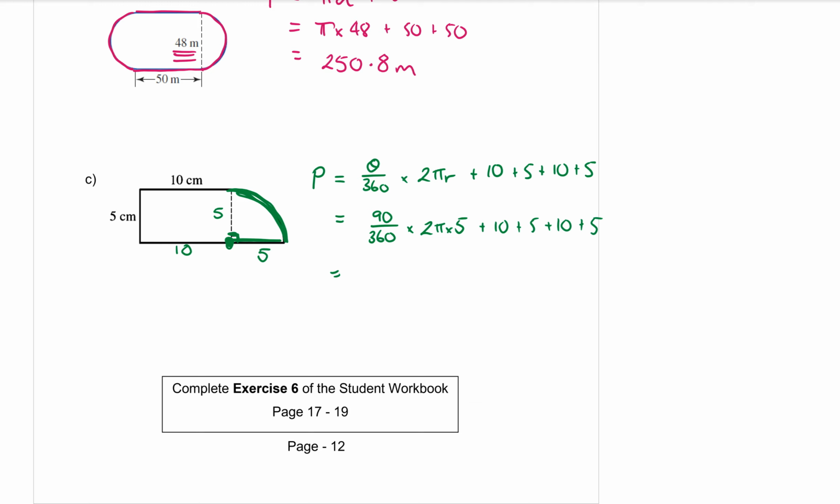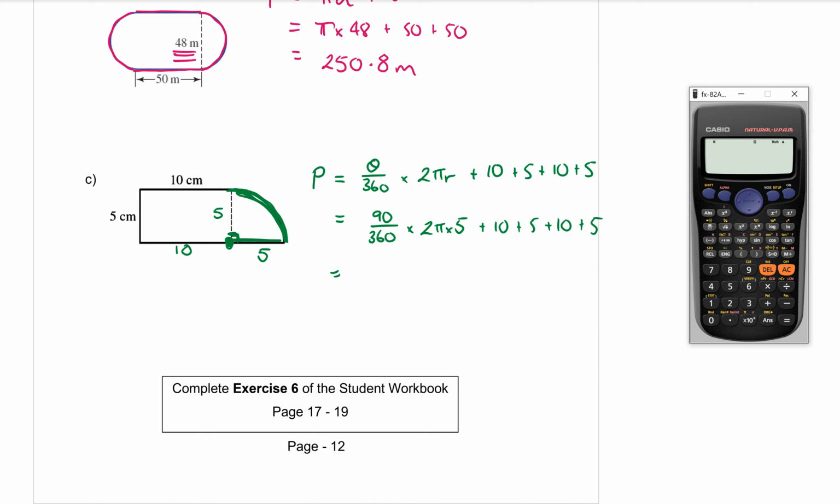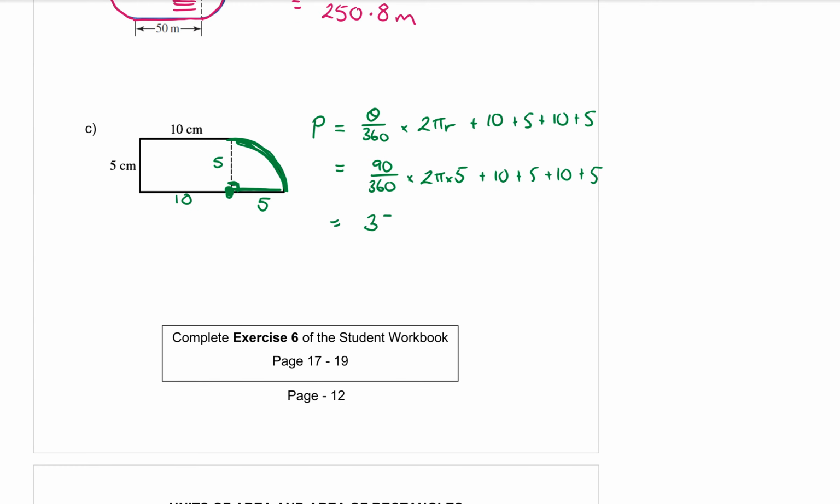Okay, and type that in the calculator. So it looks quite messy. There's a lot of numbers in there to type in. So just be careful as you type it that you don't miss any bits. Make sure you don't confuse your pluses and your times signs. So you're timesing the 2 pi and the 5, but you are adding on all the extra straight ones. So plus 10, plus 5, plus another 10, plus another 5. And we get 37.9 when we round that up.